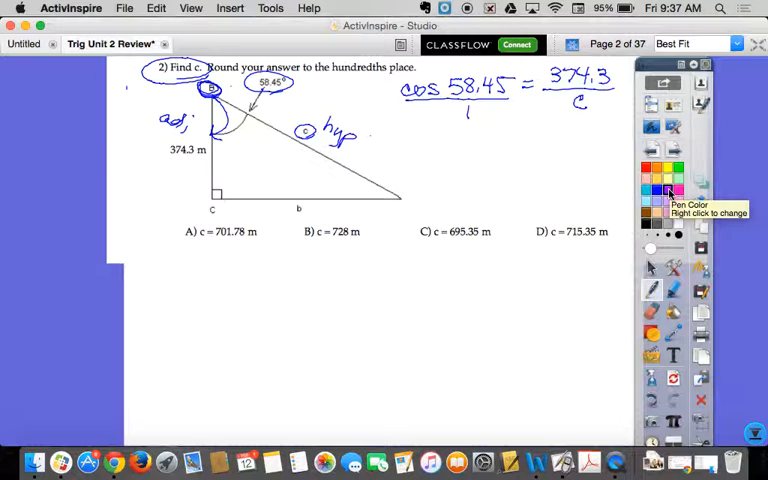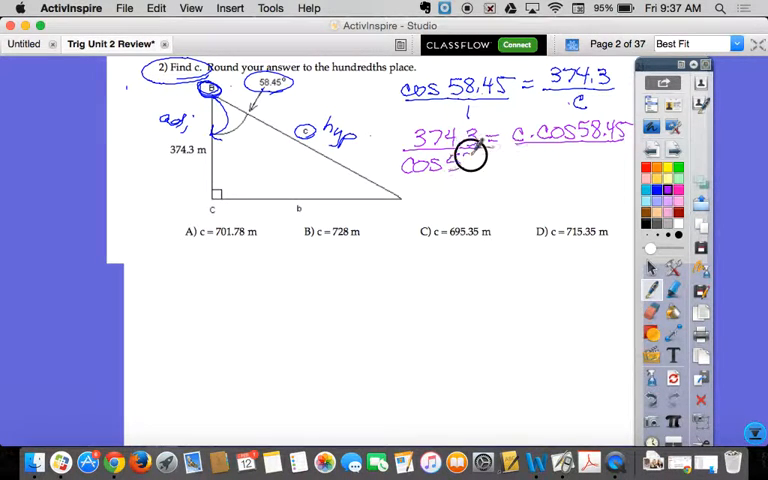So when you cross multiply, you're going to have 374.3 times 1, and then you're going to have C times cosine. So C times cosine 58.45. So it's totally different feel there. Now you have to get your variable alone. So basically you're dividing both sides by cosine 58.45. So I'm not going to write it in both spots. You just need to type 374.3 divided by cosine 58.45. And it should give you the correct answer, 715.35. Looks like we've got a winner again in D.